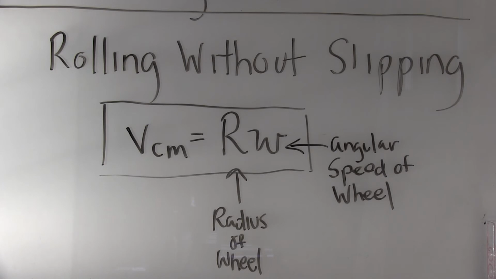So the velocity at this point of contact relative to the center of mass must have the same magnitude but opposite direction as the center of mass velocity v_cm. If the wheel's radius is r and its angular speed about the center of mass is omega, then the magnitude of v is r omega. Hence our equation: v_cm equals r omega.